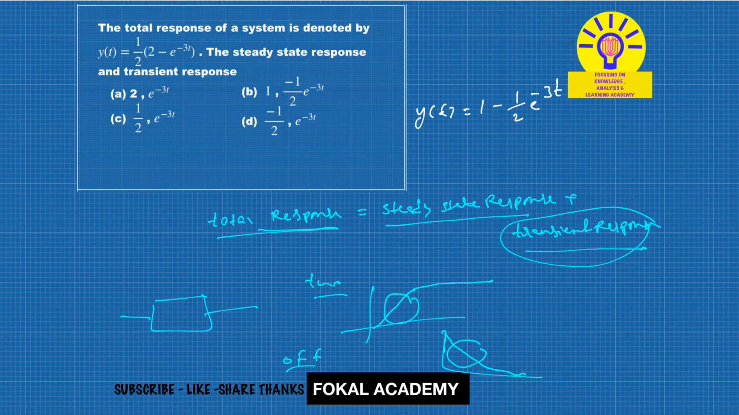So here the exponential decay is there. So this is nothing but the transient response for the given system. Okay, now what is the steady state response? So at t is equal to infinity, that is nothing but the steady state response.